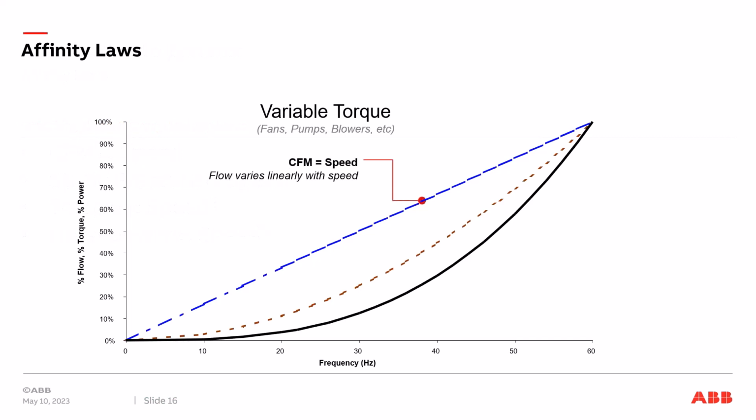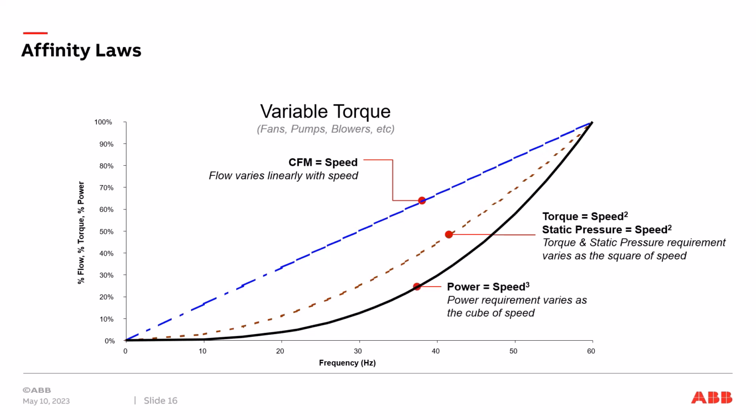Let's take a look at it as a graph. CFM flows very linearly with speed. Therefore, the faster you speed up, the more CFM you get. As you slow down, the less you get. But your torque, or your static pressure, is speed squared. Now, the big part is power is speed to the cube. Power requirements vary as the cube of speed.